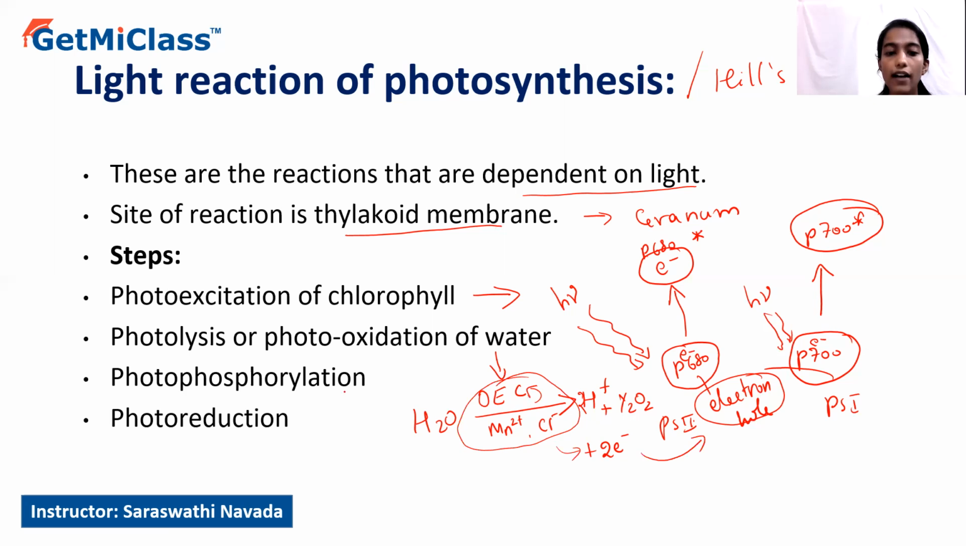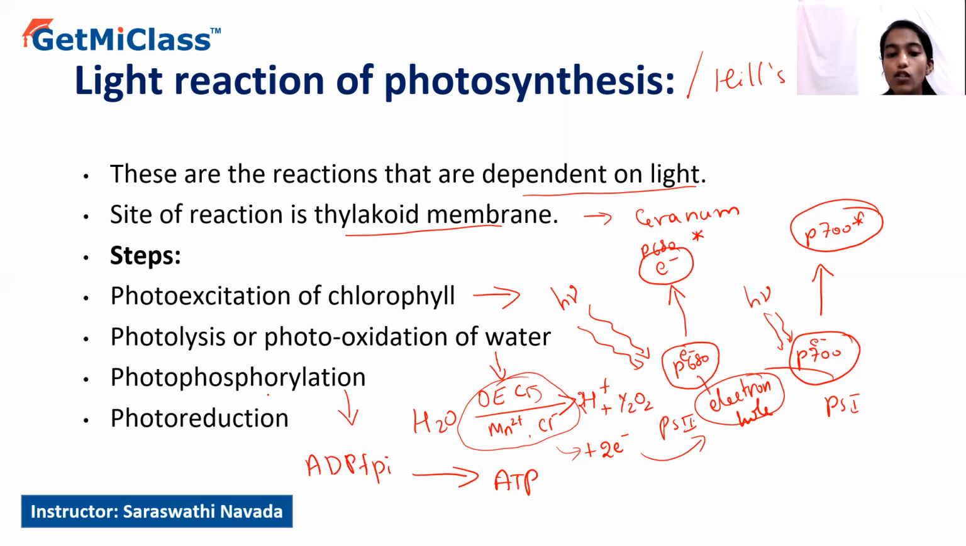The next one is photophosphorylation. Generally the term phosphorylation refers to the addition of phosphate to any compound. When we speak about phosphorylation, we speak in terms of synthesis of ATP from ADP. When ADP is added with phosphate, it forms ATP, and this process is generally termed phosphorylation.